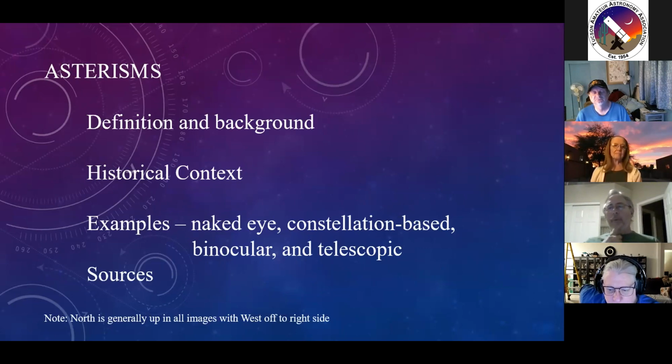For the most part, my presentation is pretty holistic. I'm going to stay at a pretty high level. I'll get into a few examples, but there aren't a lot of them. I'll discuss those, a little bit of the historical context. And like I say, examples, looking at asterisms that are primarily naked eye types, constellation-based, binocular, and telescopic. I'll talk a little bit about the sources. There aren't a whole lot of sources.